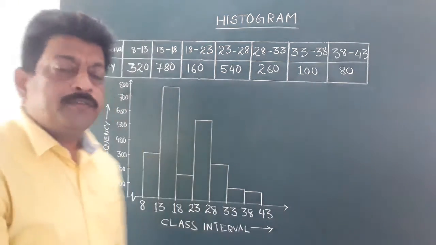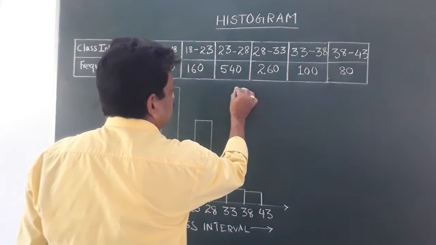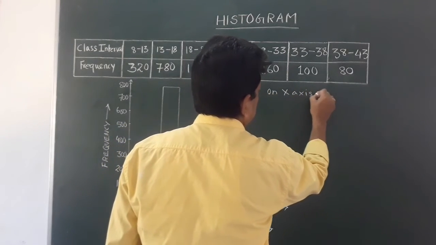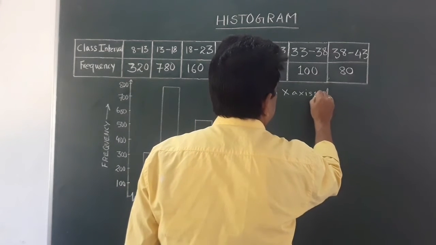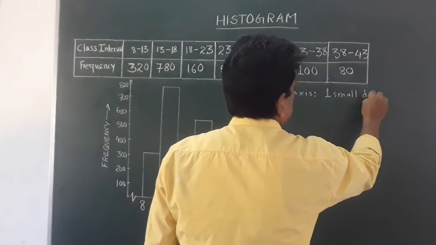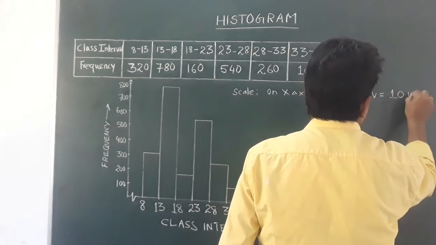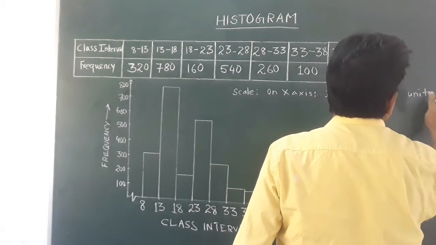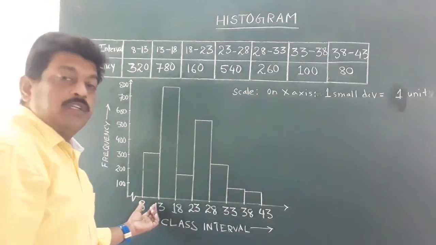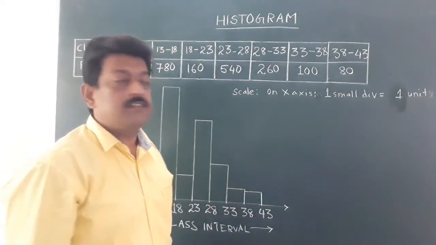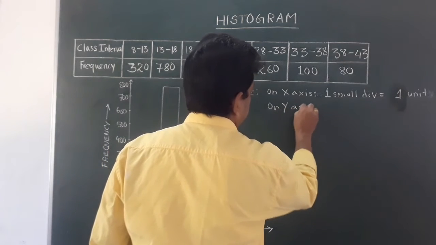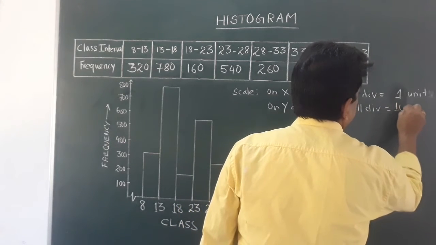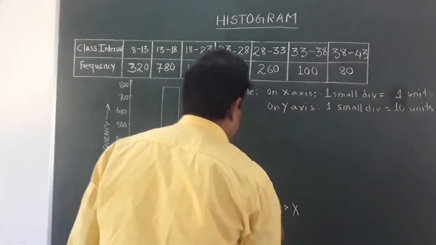So here the rectangles are drawn. Then we have to write the scale. On the x-axis, 1 small division equals 1 unit. On the y-axis, 1 small division equals 10 units. This is x, this is y.